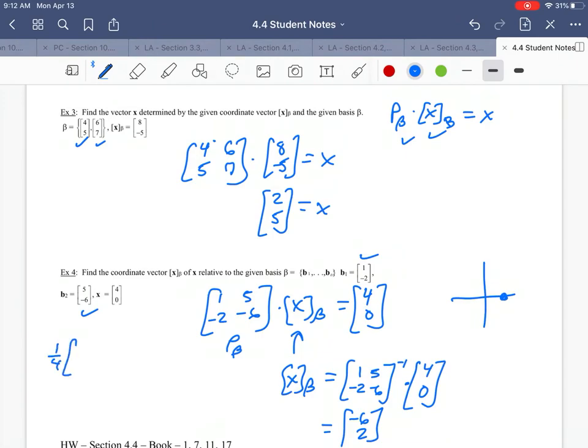So when you do your inverse, the determinant is 4, so 1 over 4. You switch everything around, so this becomes -6, and this becomes 1, this becomes -5, and then 2. Okay, so you can see your inverse is -3/2, -5/4, and 1/2, and 1/4. So there is P_B^-1. Okay, and so that's what I was multiplying by [4, 0] to get my x_B.